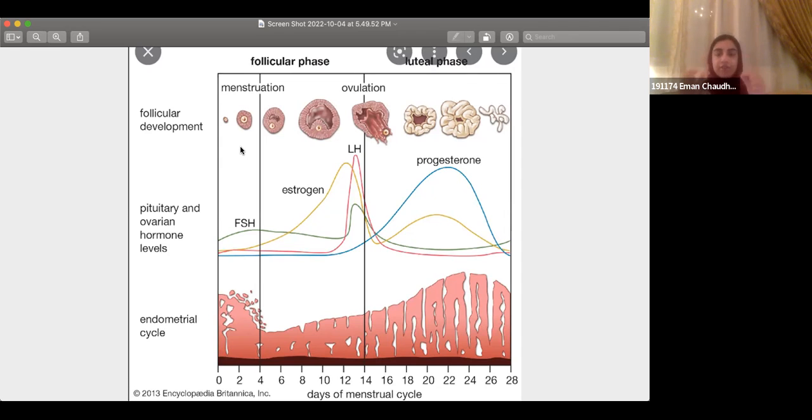So your FSH binds to receptors on the granulosa cells. They're going to start producing estrogen. It's telling your granulosa cells, hey, produce estrogen. We need this estrogen to rise because we need it to tell the pituitary to not release LH yet and then later tell it to produce LH, okay?